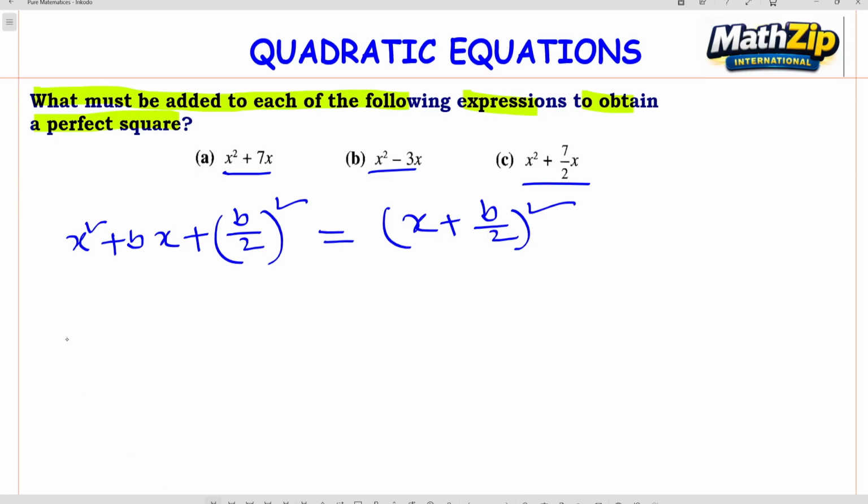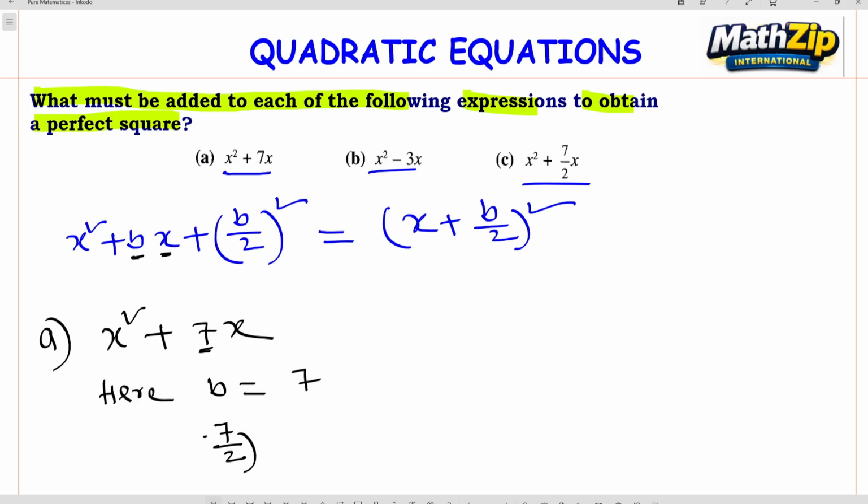So first, number A, here is x square plus 7x. Here 7 is a coefficient of x, which is like b. It means b is a coefficient of x. So first we have to make b by 2, right? So here b equals 7. So (7 by 2) square, it means 49 by 4.